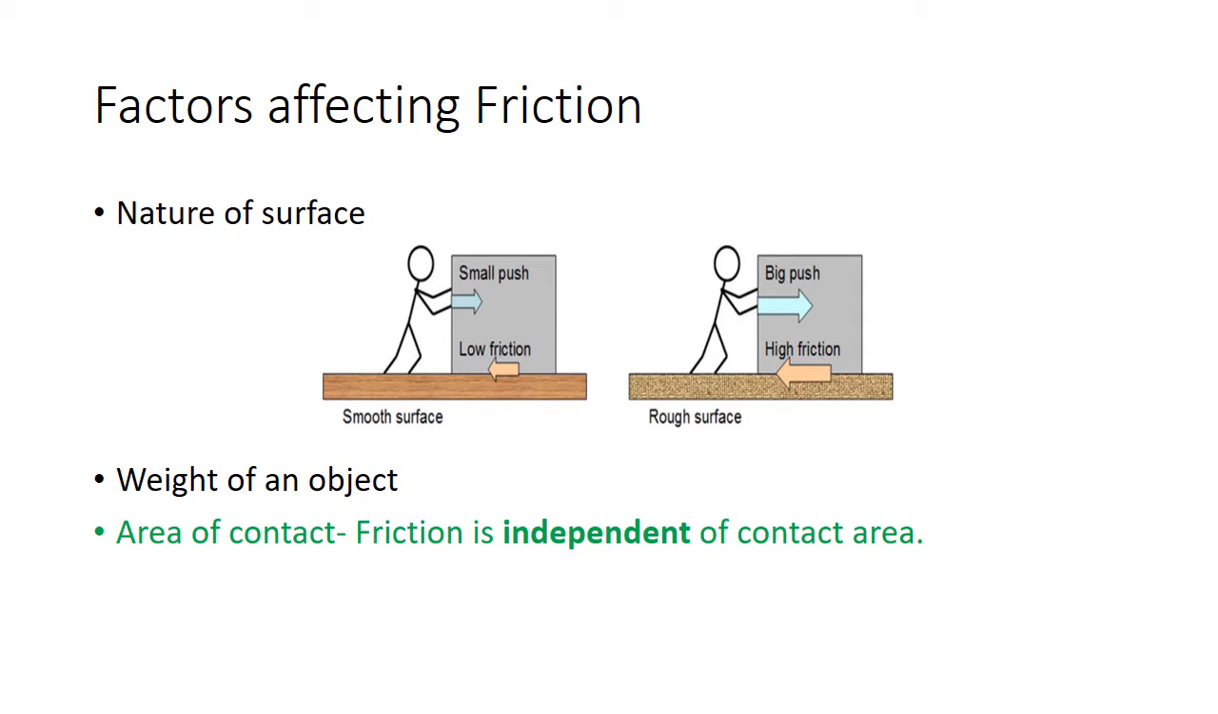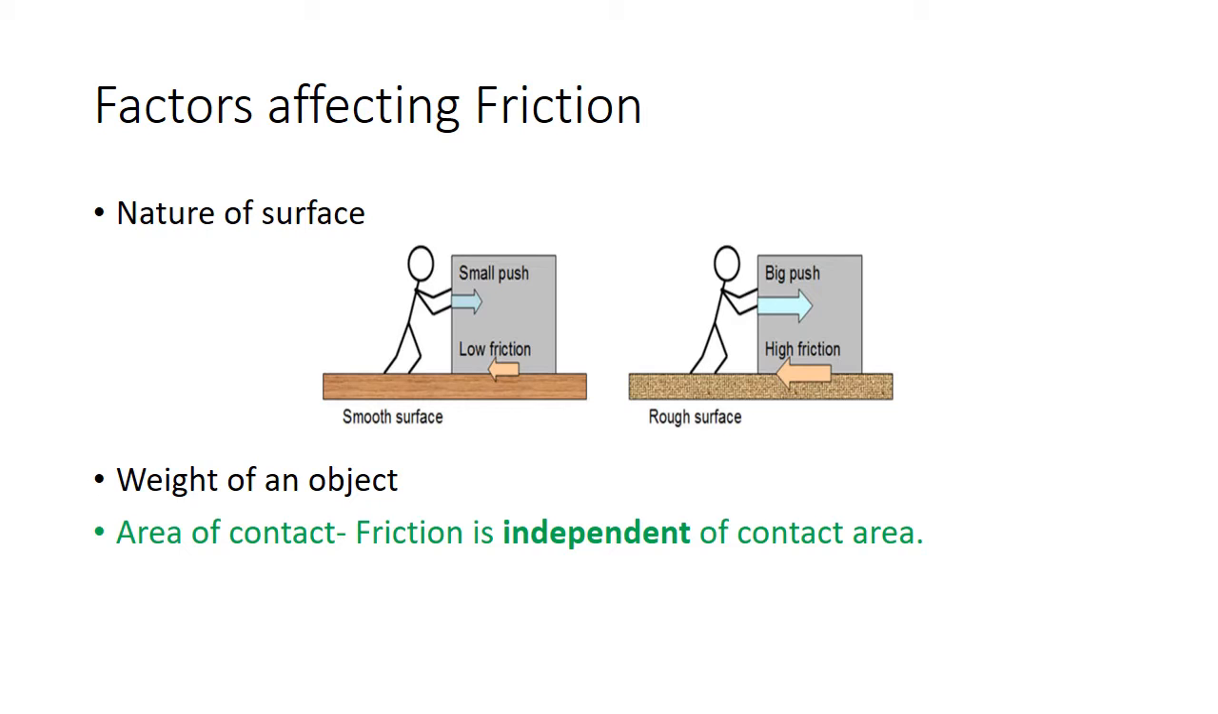Let us find out various factors on which friction depends. Nature of surface. A rough surface has more irregularities than a smooth surface. This suggests that the rough surface shows greater resistance to the motion, that is, greater friction. We will also perform an activity to show how friction depends on the nature of the surface.